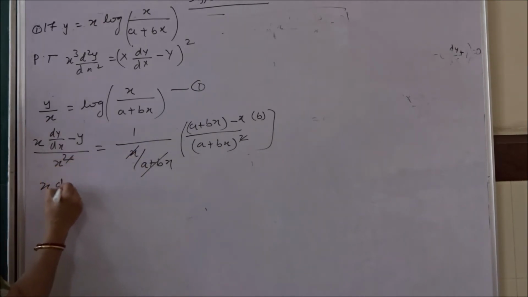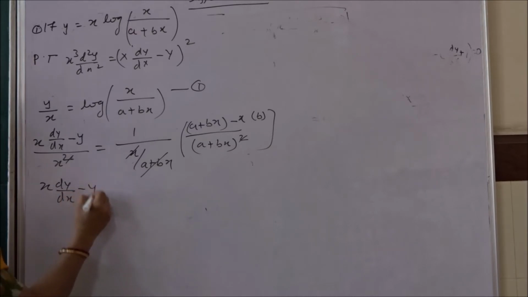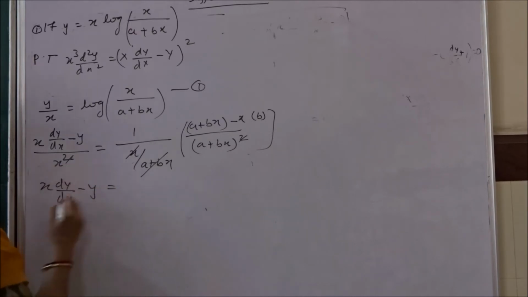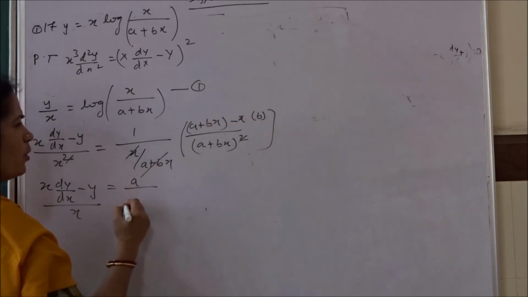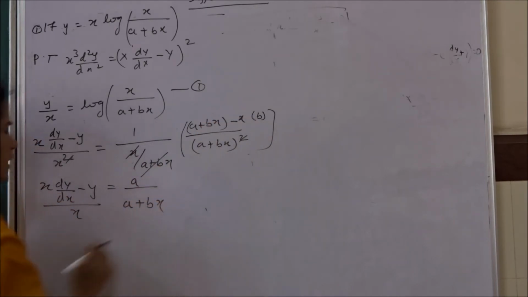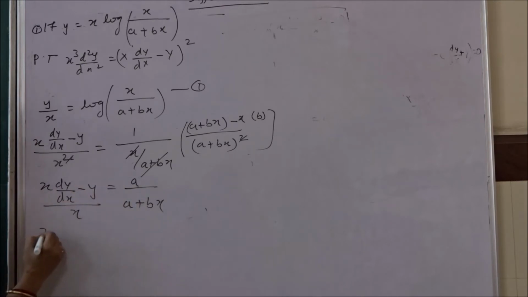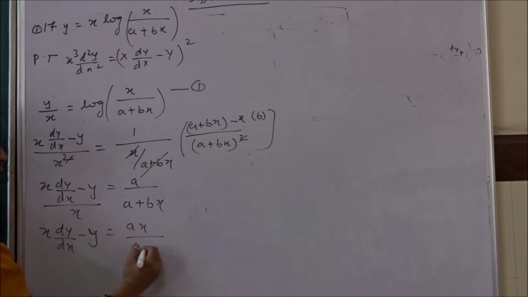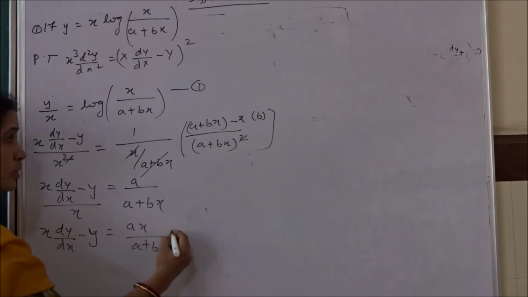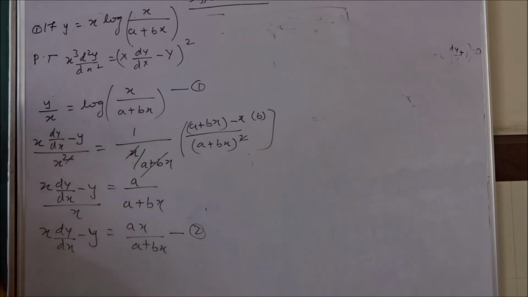Now if I take this, 1x will be cancelled. Now we are getting x into dy by dx and then minus y, that is equal to, I am taking this x whole upon x, keep it here. Now dx cancelled, so we are getting a upon a plus bx. Am I correct? If you don't know, you can take this x also that side: x into dy by dx minus y is equal to ax upon a plus bx. Anybody doubt up to this? So that is equation number 2. Okay, fine. Now start the second derivative.